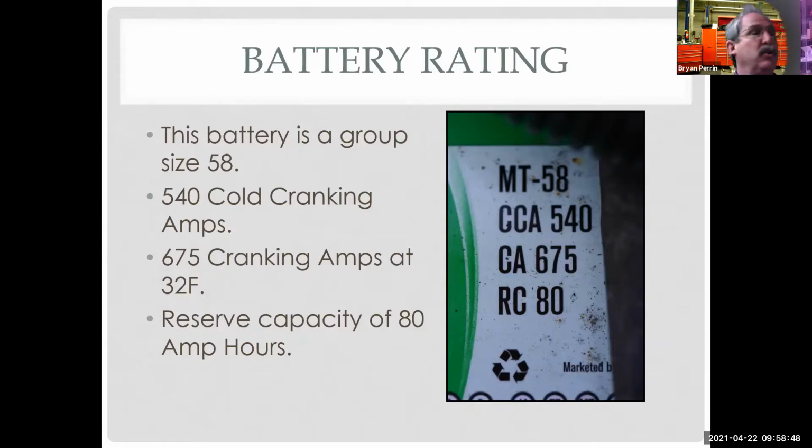So some batteries still only show cranking amps. Some batteries will show cold cranking and cranking, like we do see here on Interstate. So you have both scales to measure.